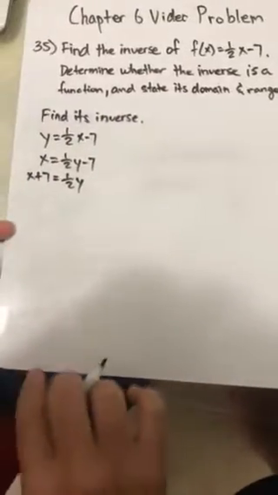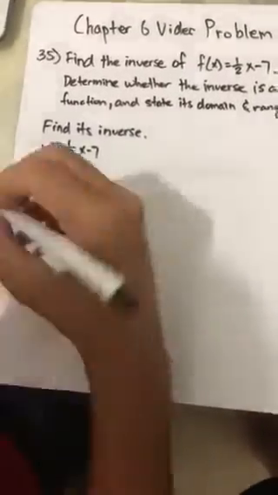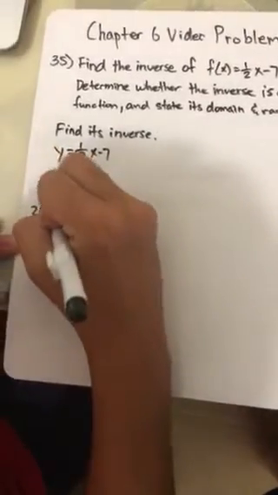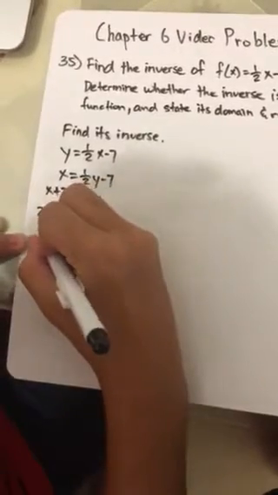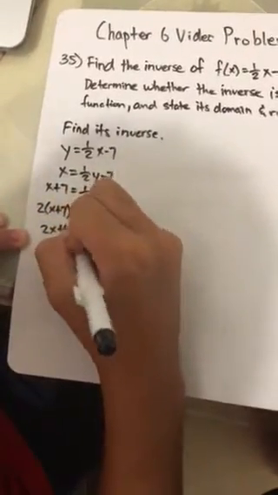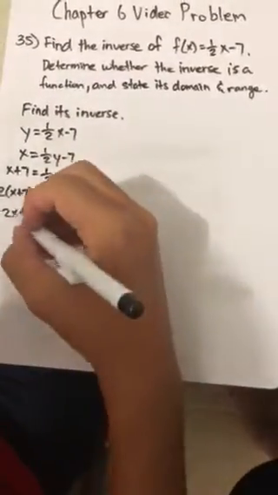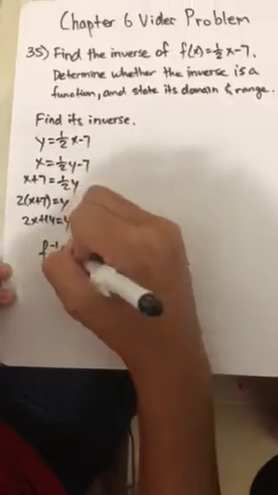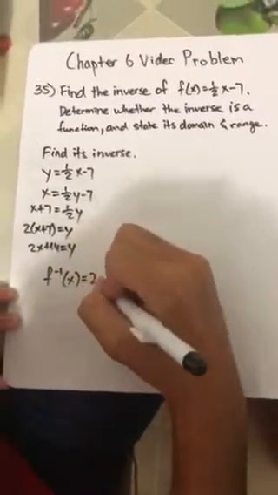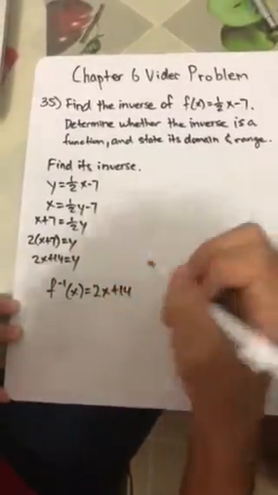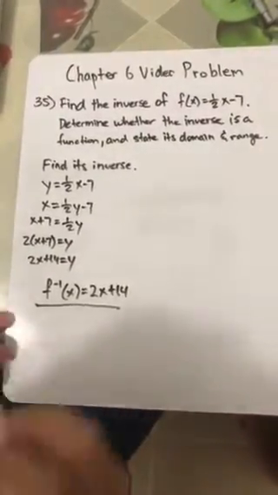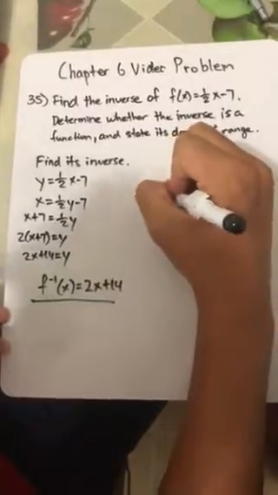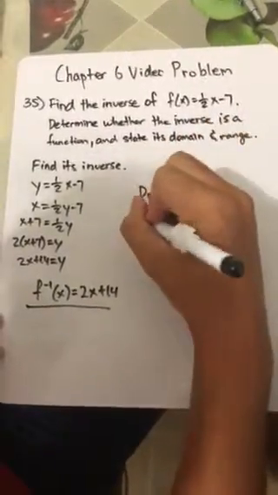You can multiply both sides by 2. That would end up with 2 times (x plus 7) equals y. So y would equal 2x plus 14. So the inverse would be f inverse of x equals 2x plus 14. This would be your inverse. Now you need to find its domain and range.